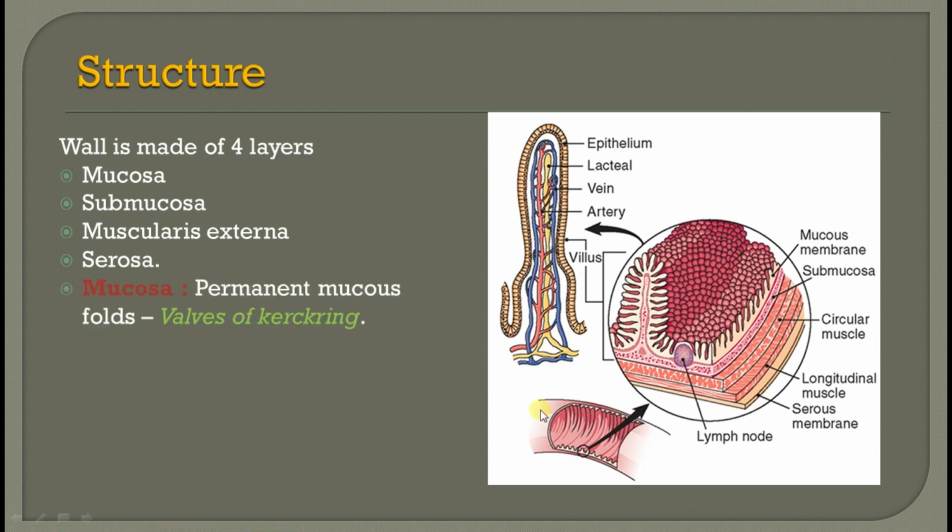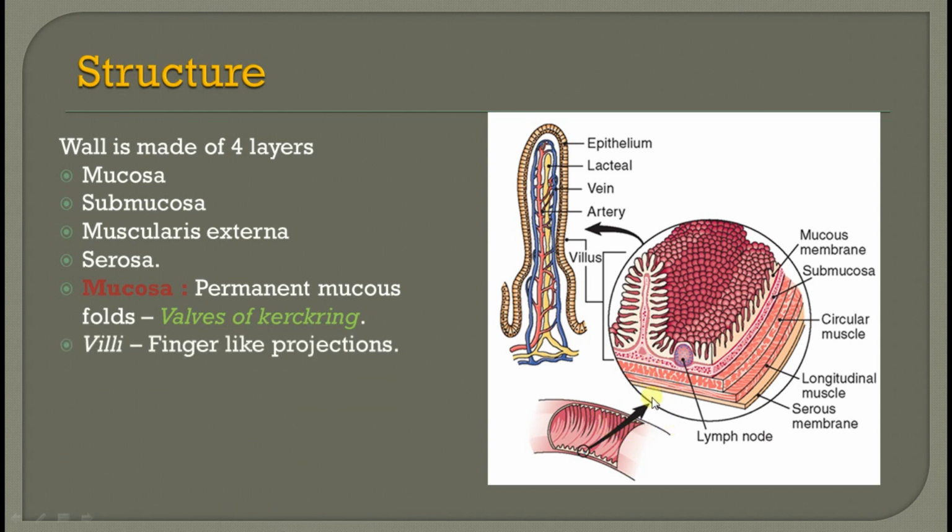The mucosa shows permanent mucosal folds, which are called the valves of Kerckring. What I mean by permanent is that even when the gut tube, or the coils of jejunum or ileum, are distended or stretched, these folds do not disappear. They are called the permanent mucosal folds.